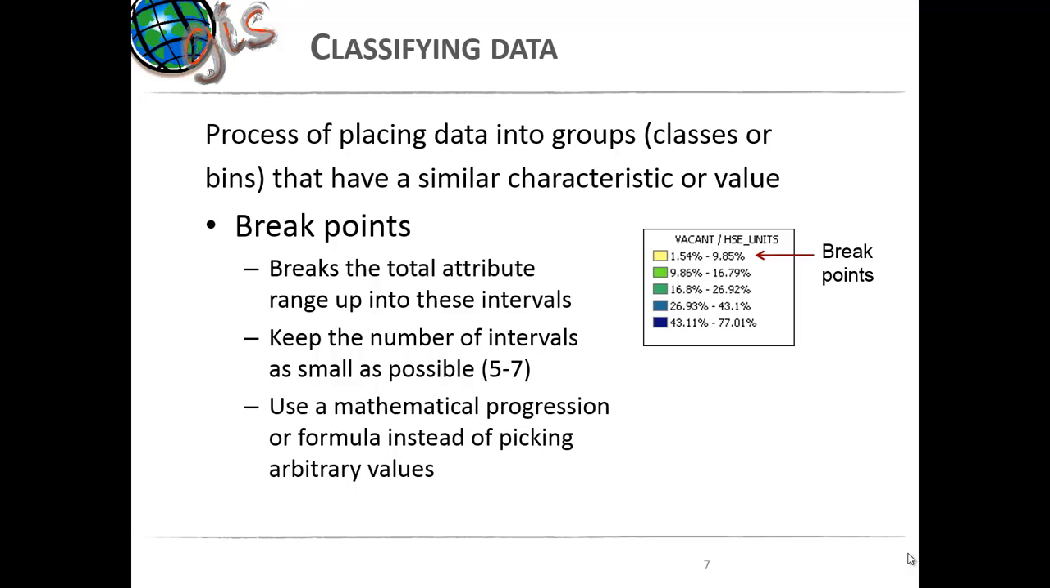There are built-in techniques to do this within GIS, which we'll talk about in detail, like natural breaks, equal intervals, quantile definition, geometric interval, or standard deviations. There are different ways of classifying data, but what you need to understand is that you need to classify data in order to place this vast amount of data into different groups. In this map, 9.85 is a breaking point, 16.79% is a breaking point. So you get the idea. You use these breaking points to create these classifications.